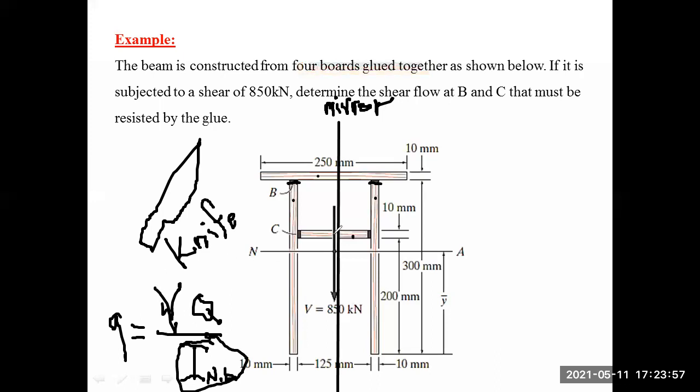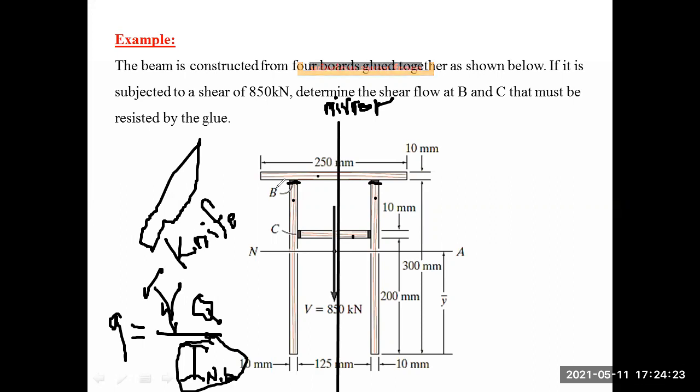If you don't have a complete beam with a complete loading condition, then you don't need to construct the shear force diagram to determine the critical location for the shear force. So V, as usually, is given in the question, if it was this type of question. The only thing is Q.